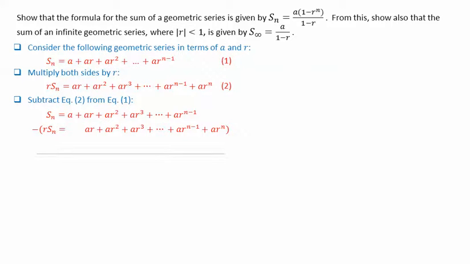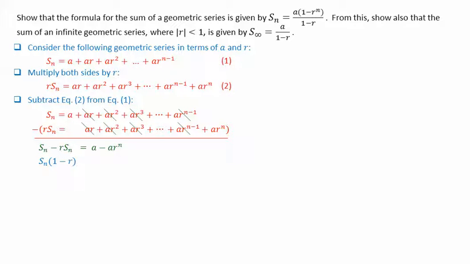Note that when we do this, we get a lot of canceling taking place. On the left side, we get Sn minus rSn. On the right side, the ar terms cancel. ar squared cancels. Everything cancels all the way up to a times r to the n minus 1. All that we have left then on the right side is a minus ar to the n.